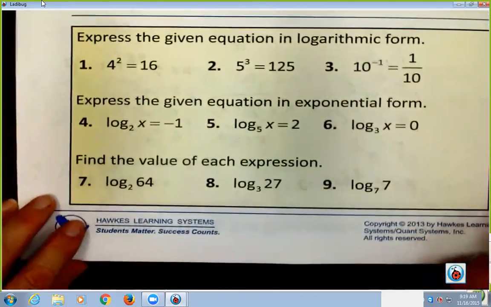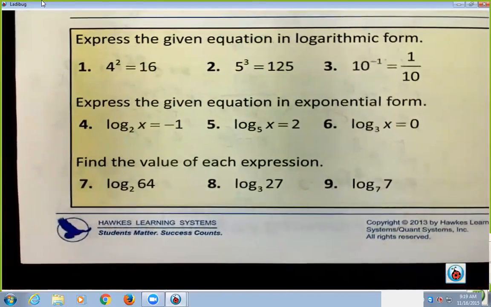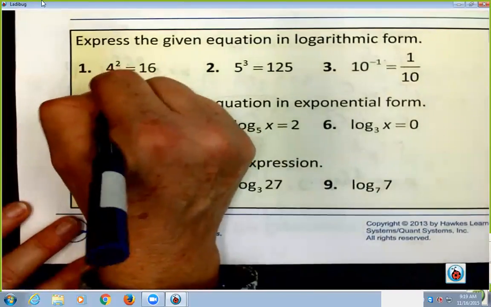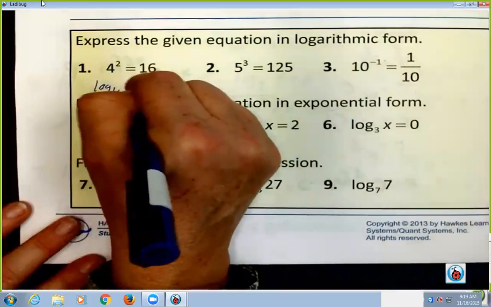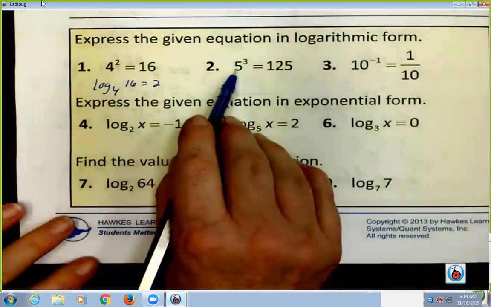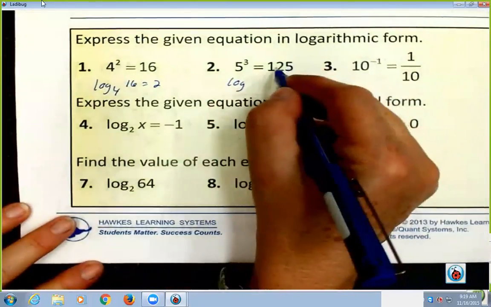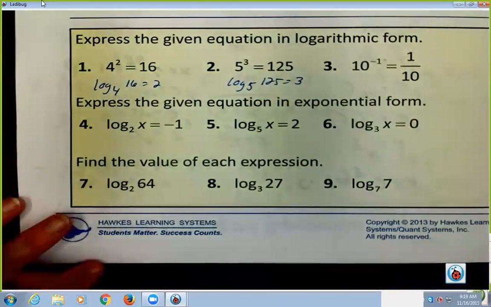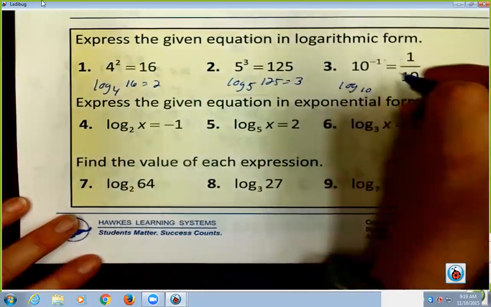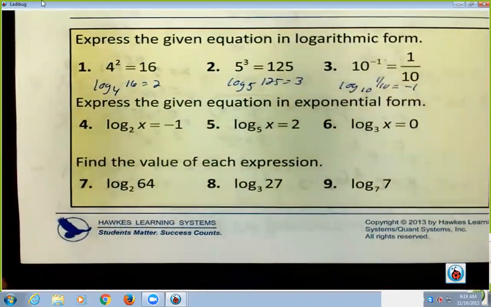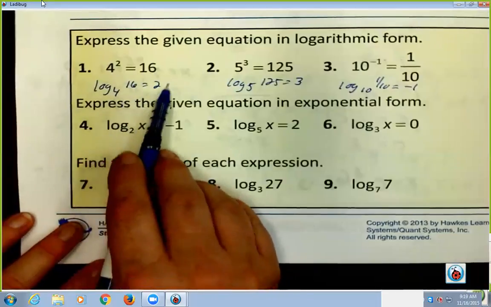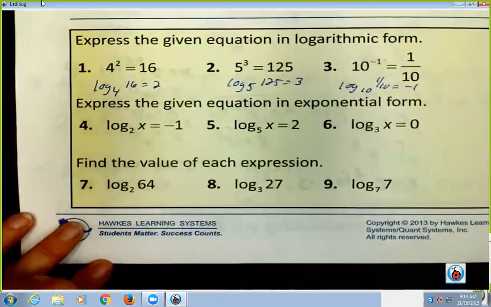Examples of extra ones that they have in here, practice problems. Again, express as logarithms. So if we express these, we're going to find that we have log base 4 of 16 equals 2. This one, log base 5 of 125 equals 3. And the last one, log base 10 of 1/10 equals -1. So they're pretty easy once you get the gist of what you're doing. So again, base, answer, exponent. Base, answer, exponent when you do logs.